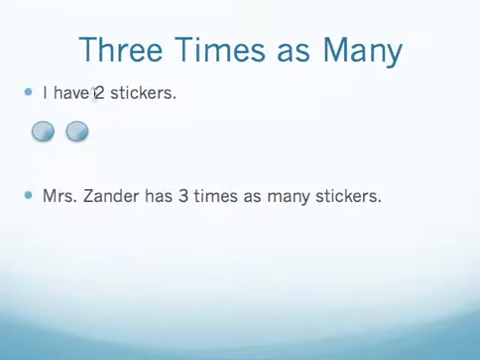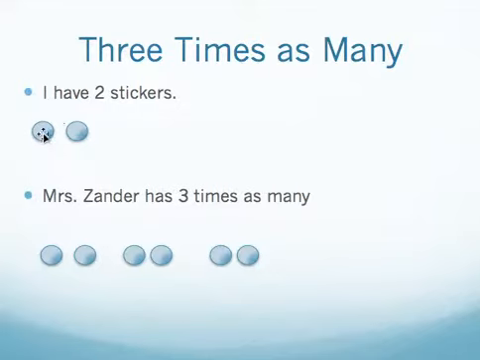What it means is that she has mine, only she has that 3 times because she has 3 times as many. So let's look at what that looks like. Here's my 2, and now she has that 3 times. Here's my 2 one time, my 2 another time, my 2 another time. So that's what 3 times as many is. If I have 2 stickers, 3 times as many is 6. 1, 2, 3, 4, 5, 6.